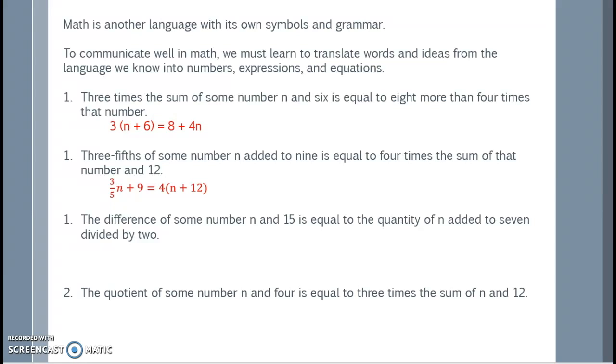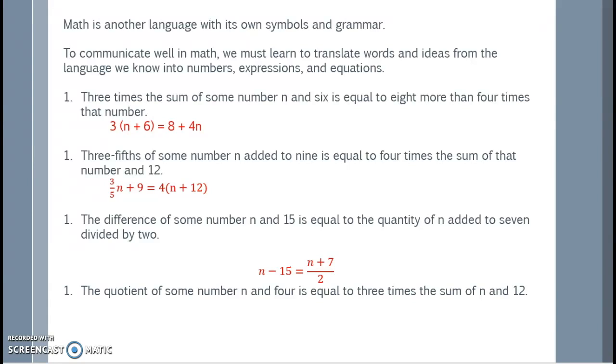The difference of some number n and 15 is equal to the quantity of n added to 7 divided by 2. So the difference of some number n and 15, the difference meaning subtraction, so n minus 15 is equal to the quantity of n added to 7 divided by 2. So the quantity n plus 7, all of it divided by 2.